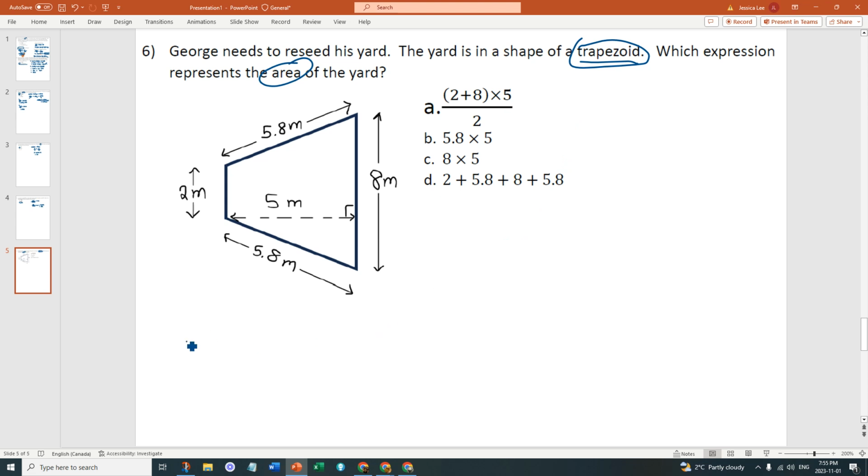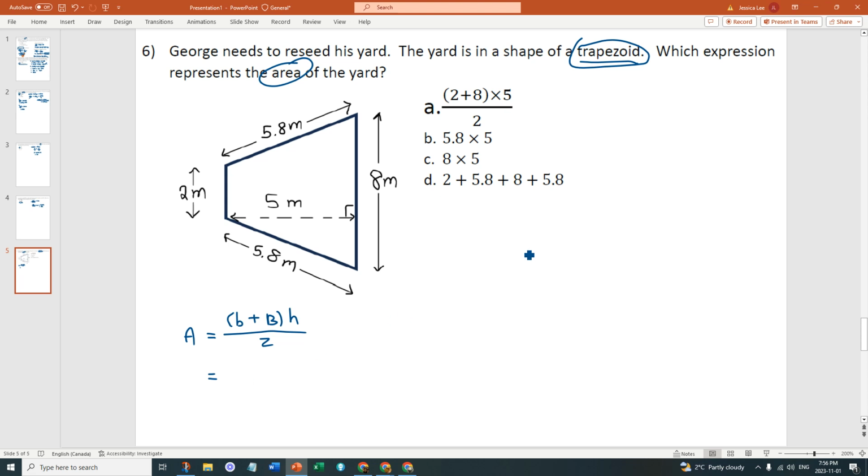You should see the formula usually represented like this: the area of a trapezoid is the small base plus the big base. There's a bracket in between them because you need to do that first, times the height divided by 2. Now what's left is to identify what is the small base and the big base.